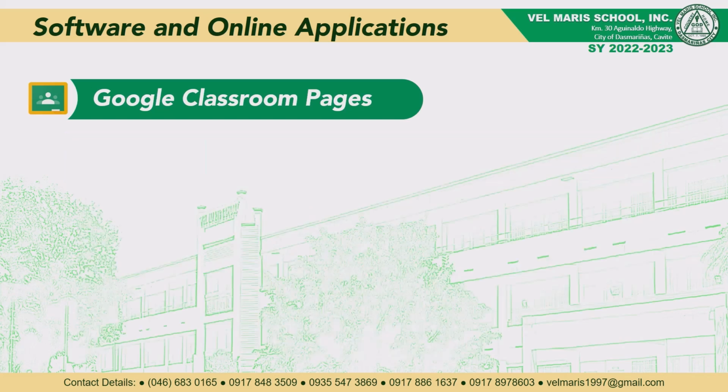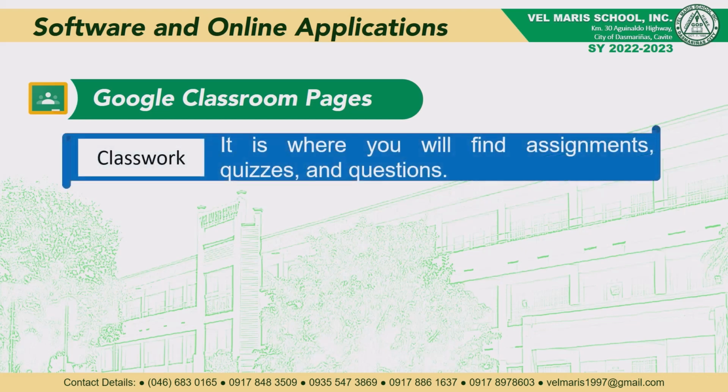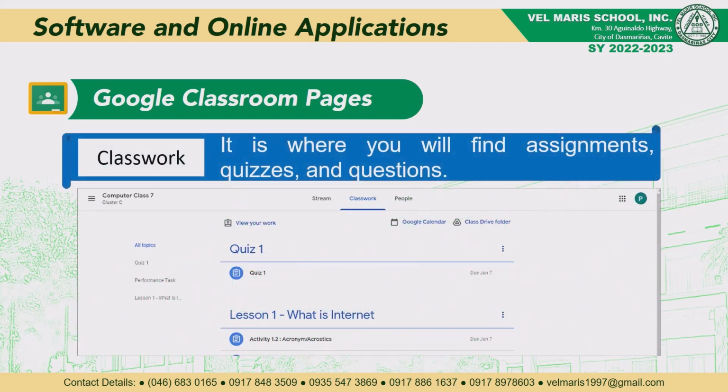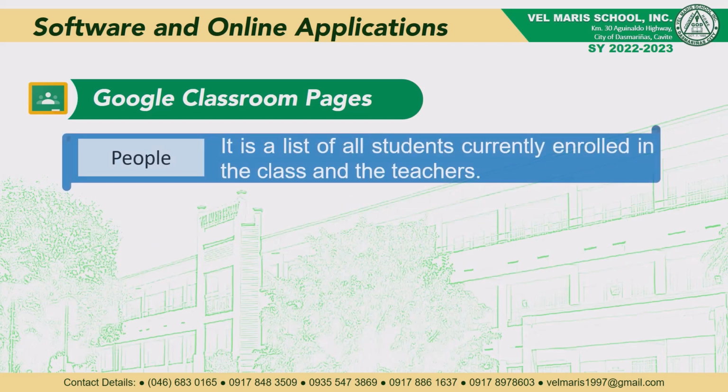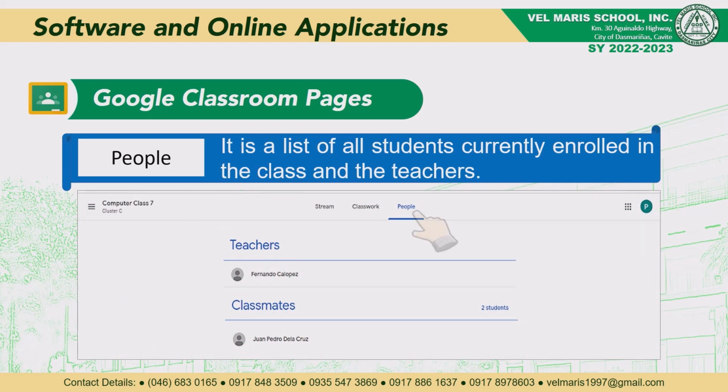Second is the Classwork page. It is where you will find assignments, quizzes, and questions. They are also organized into topics. Third is the People page. It is a list of all students currently enrolled in the class and the teachers.